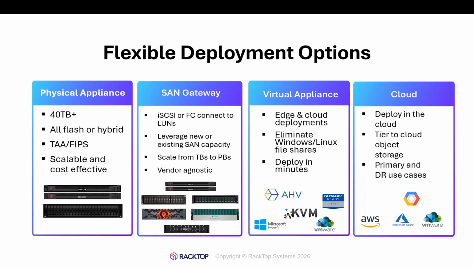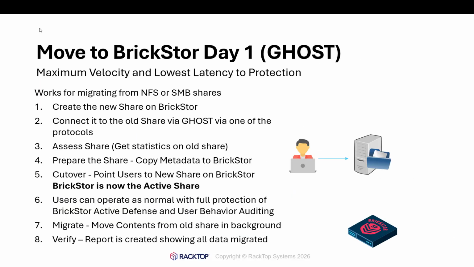Ghost is available on all deployment options, whether it's the physical appliance, SAN gateway, or virtual appliance on-prem or in the cloud. And while the migration is for SMB and NFS shares, migrated shares can be exposed via all four protocols, which includes SMB, NFS, S3, and WebDrive.